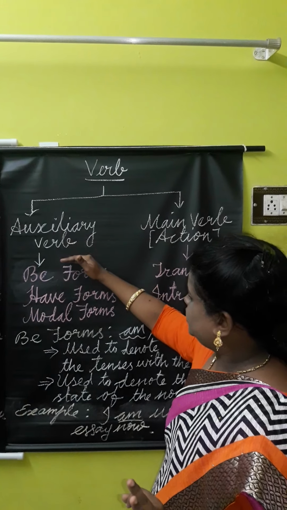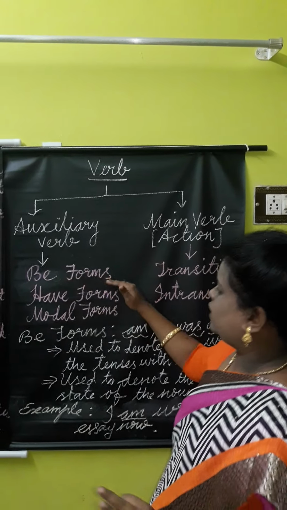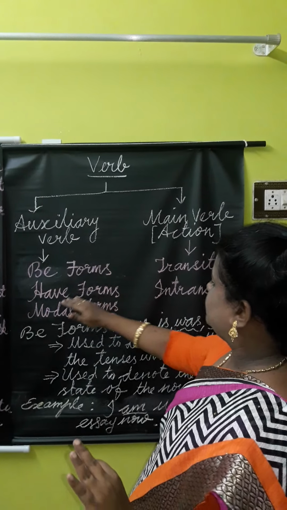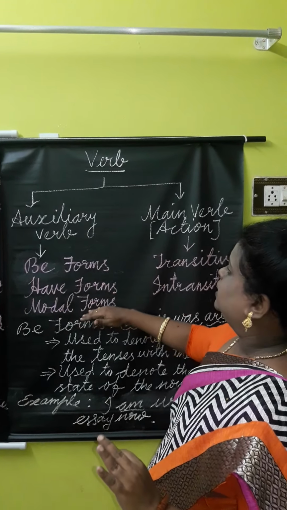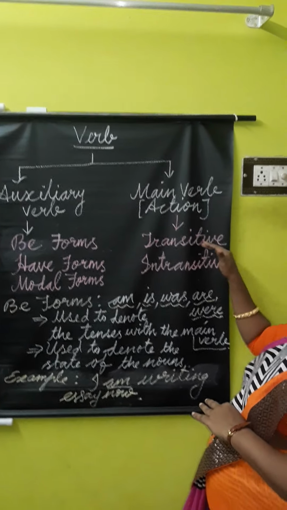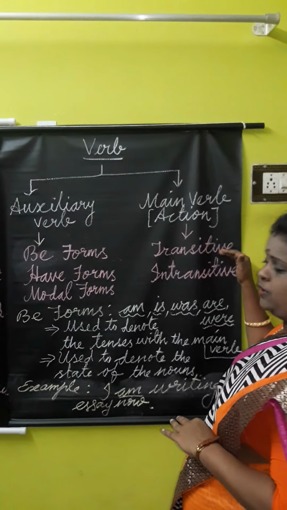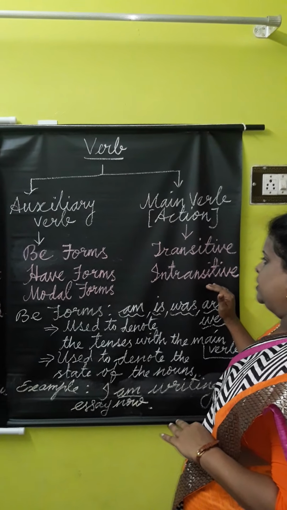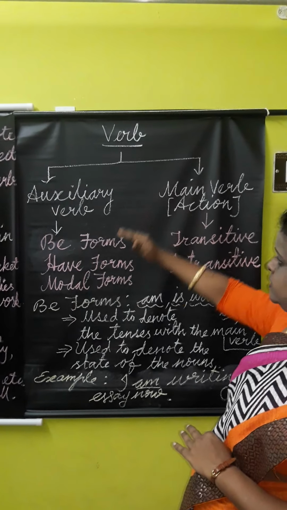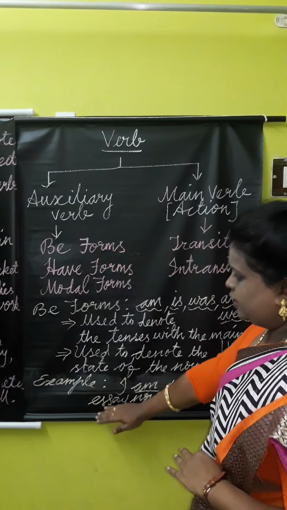See here, auxiliary verb. Who are they? Be forms, have forms, modal forms. So, be forms, have forms, modal forms are auxiliary verbs. And the main verb has 2 children: transitive verb and intransitive verb. These are the 2 kinds of main verbs. And let's see about auxiliary verbs.